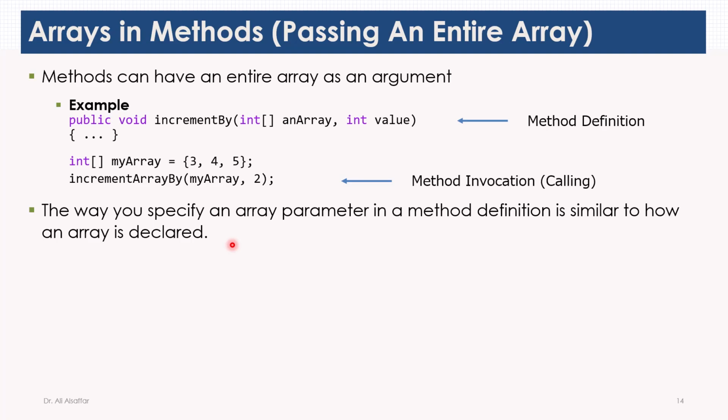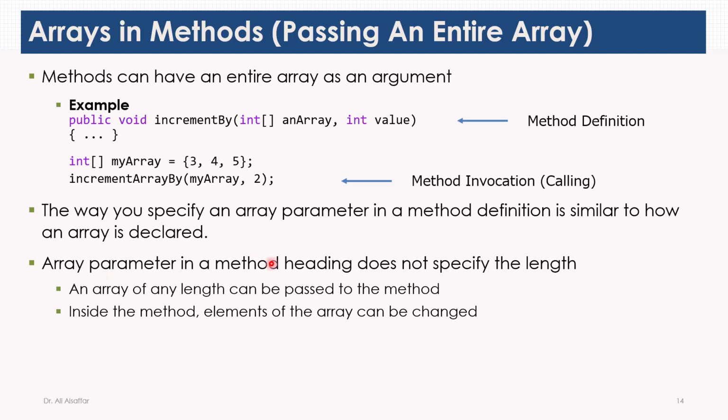So let us talk in detail about how to define an array as an argument when you define a method. The way you specify an array parameter in a method definition, like this example, is similar to how an array is declared in a program. Here is an example how you are defining this array. You are writing the base type, square brackets, and the name. So similarly for arguments, if you want to define an array as an argument in a method, you do exactly the same. You put the base type, square brackets, and you put the name of the array. And this name will be the name of the argument that will be used inside the method.